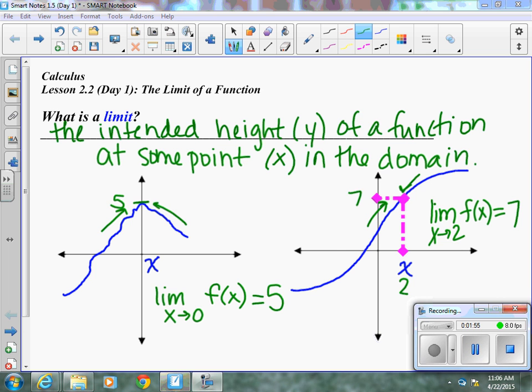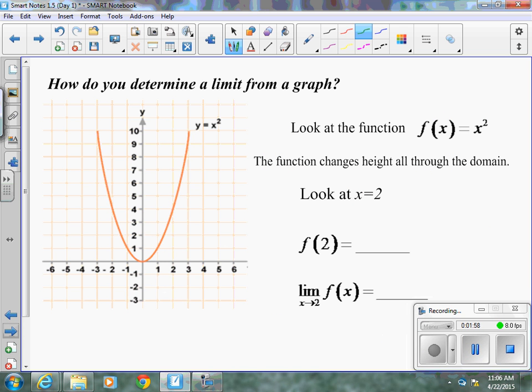So, how do you determine a limit from a graph? Look at the function f of x equals x squared, for example. The function changes height all the time throughout the domain. Let's look at 2. When x is 2, if it is a function that is smooth and doesn't do anything strange, it sometimes equals the value. f of 2 would be 2 squared, which is equal to 4. The limit as we approach 2, if we look at what happens as we get closer to 2 from either side, we are approaching a y value of 4. So many times, the value and the limit at that point will be the same, but not always.